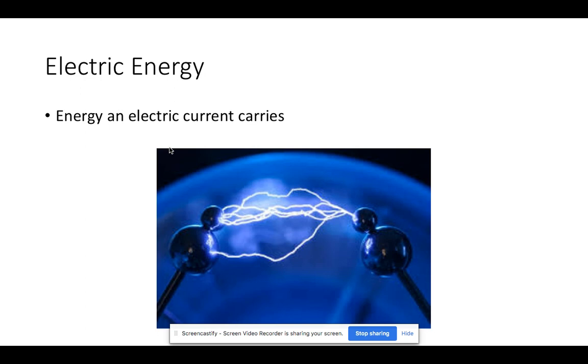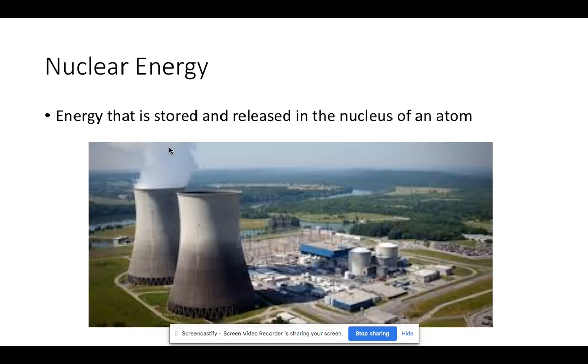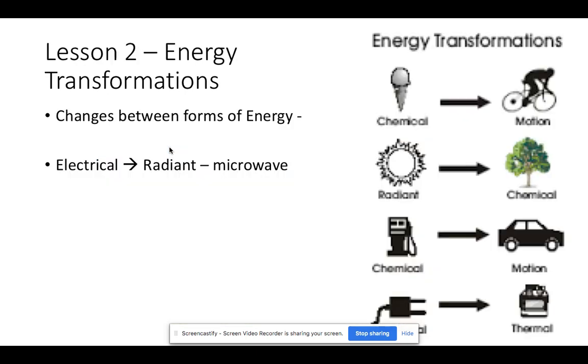Next is electric energy. And this is the electric that's carried in electric currents. And we're probably most familiar with this because this is what charges our phones and makes everything in our house powered. Nuclear energy is energy that's stored in the nucleus and released in the nucleus of the atom. And we have a nuclear energy plant in LAC that produces the majority of our energy for this area.